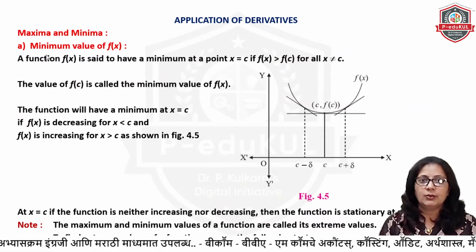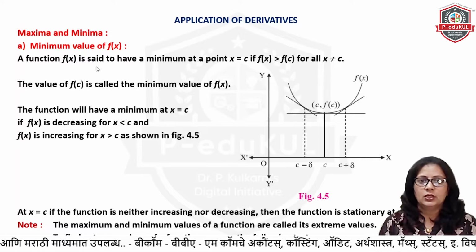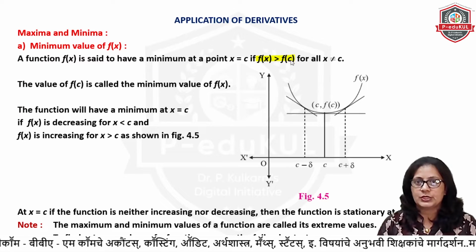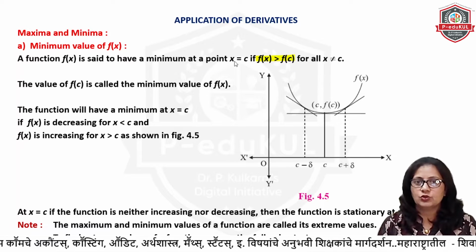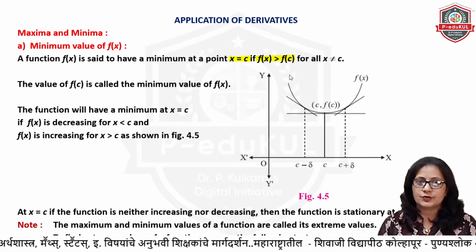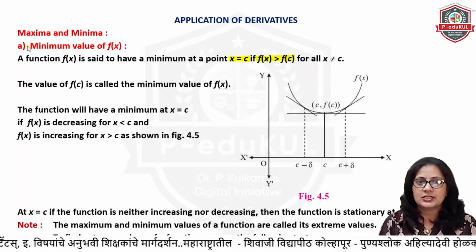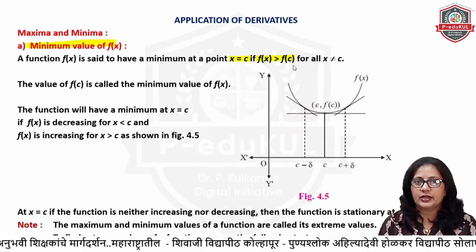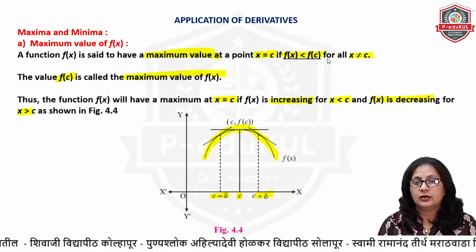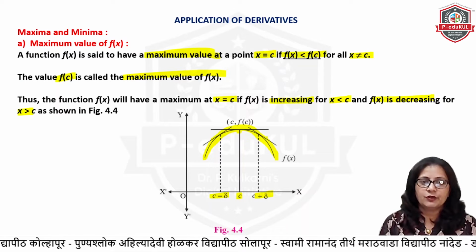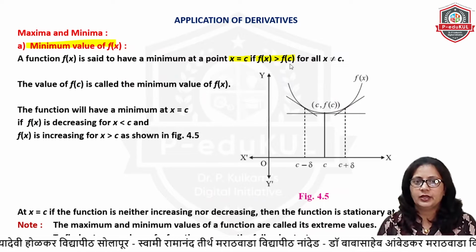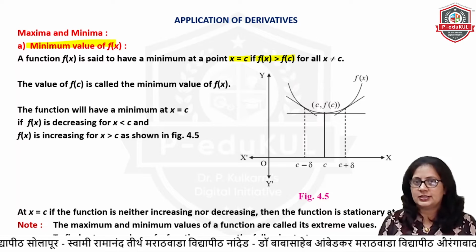Now the next is the minimum value of f(x). For a minimum, f(x) is greater than f(c). There are only two conditions which you have to remember: f(x) greater than f(c) and f(x) less than f(c). When the function has the minimum value, f(x) is greater than f(c), and for maxima, f(x) is less than f(c). Word for word, it is exactly the reverse. For minimum, f(x) is greater; for maximum, f(x) is less than.